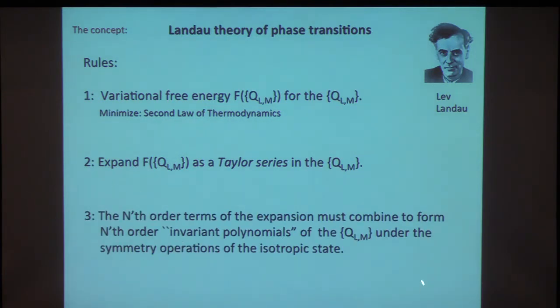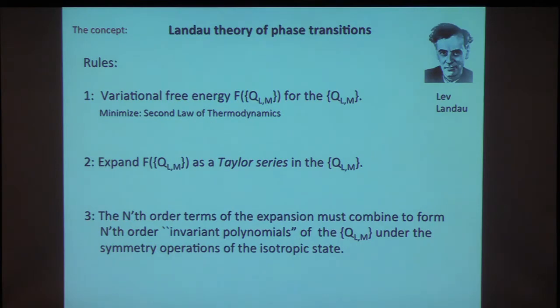Here's the third rule. So this is just rules. If you do this Taylor expansion of this variational free energy for these coefficients, which an experimentalist can measure, then if you are in nth order in QLM, you need to collect terms. The nth order term of the expansion must combine to form invariant polynomials. That sounds like an abstract idea, under the symmetry operations of the isotropic state.